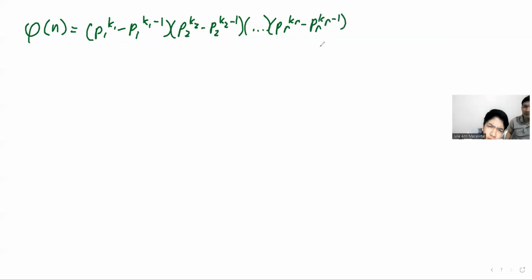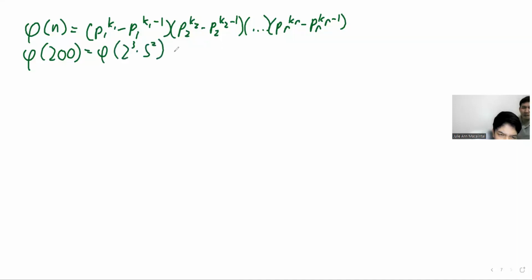So it's a matter of just substitution. Phi of 200 is equal to the first prime, which is 2, raised to its exponent. Put the prime factorization so they can learn it step by step. So p1 is 2, k1 is 3. The next one will be 2 raised to 3 minus 2 raised to 3 minus 1.